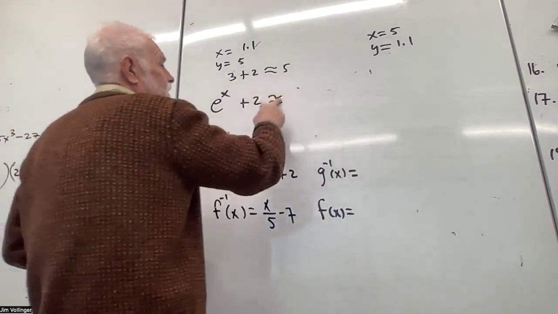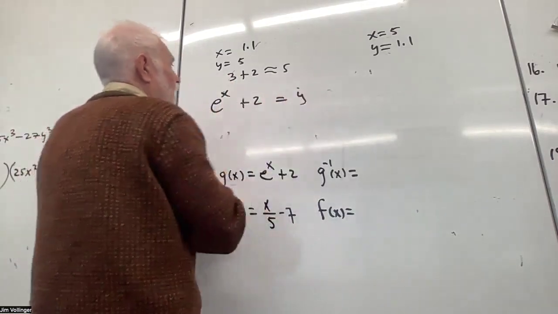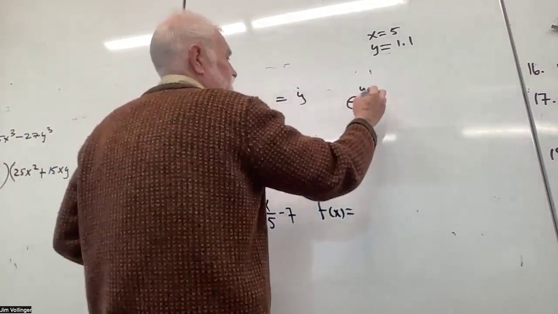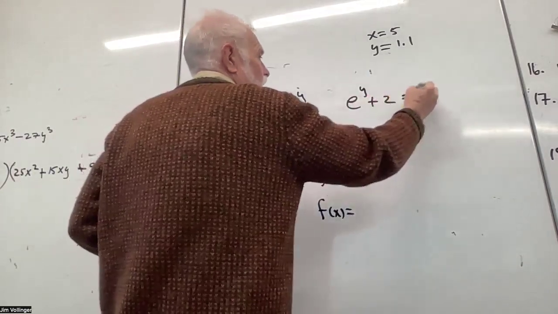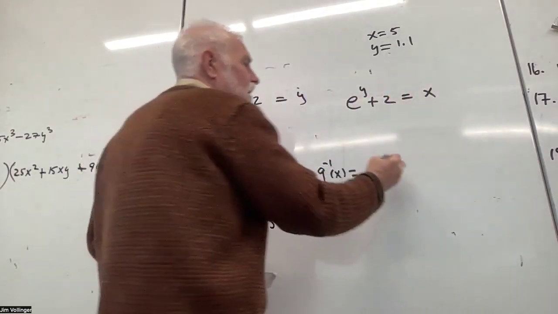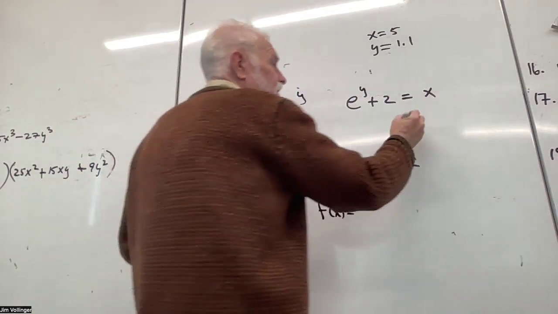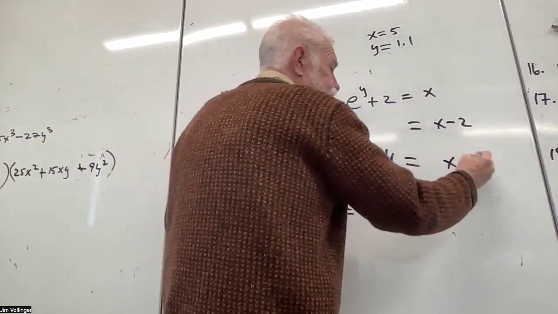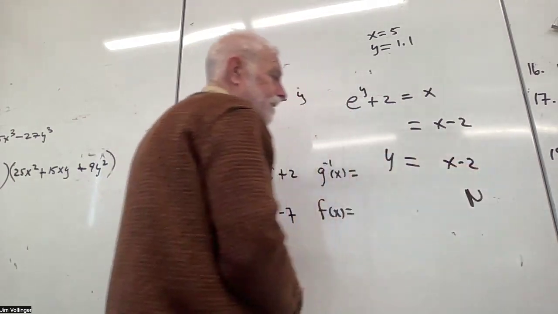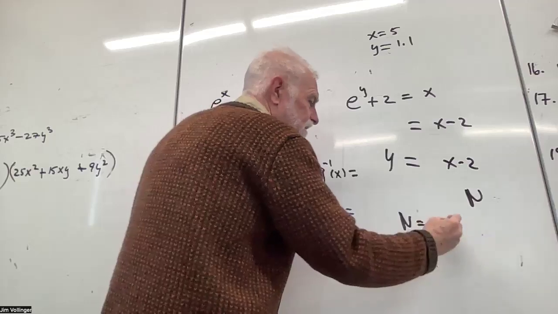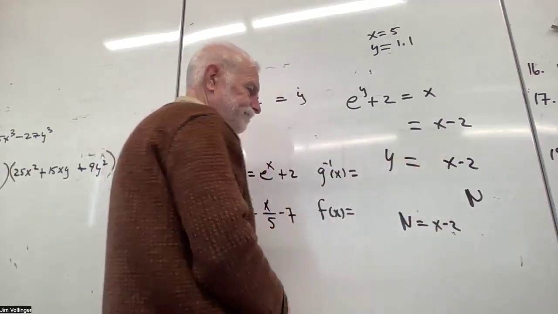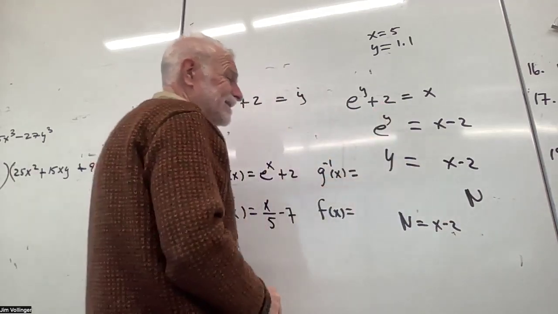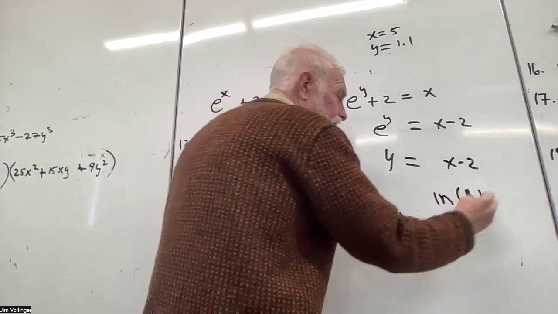E to the x. Right, so the first thing you do is you change. I'm not skipping any steps here. You switch your x's and your y's, and now we solve this equation for y equals. I think the first thing I have to do is subtract 2. Well, that's a new number. Let's let n equal x minus 2. Some number. What am I going to do to undo e to the y? Well, that's the ln. So I have to do the ln of this number.